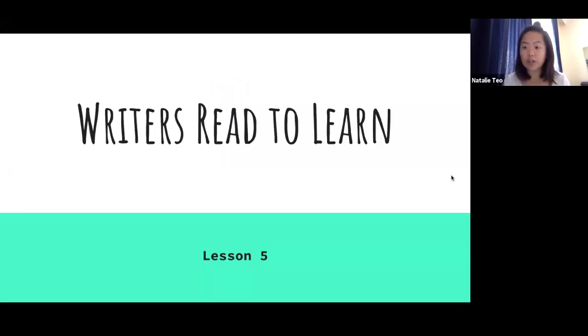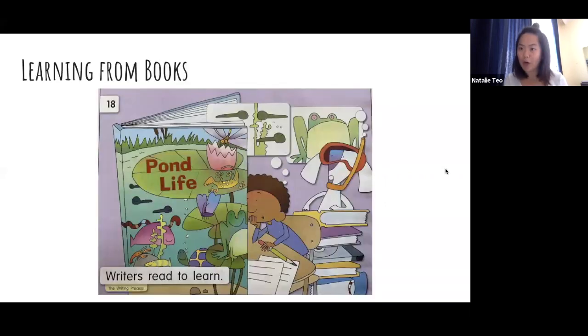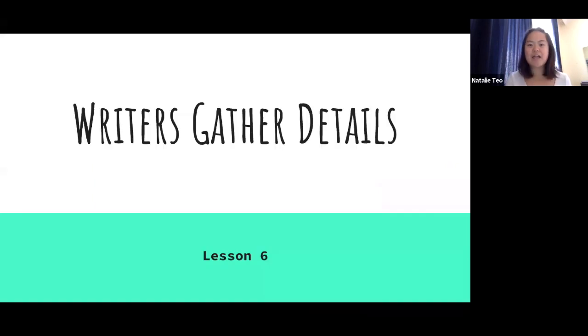And we also learned that writers read to learn. When you've chosen a topic, you need to know what to write about. That's why writers read different books, get ideas from them, and learn from them to add to their writing. It makes it look a lot better with details. Today we are going to learn how to gather details for our writing, which is a very important step as a writer. Now that we've done a little review, we're going to get ready to practice some writing.